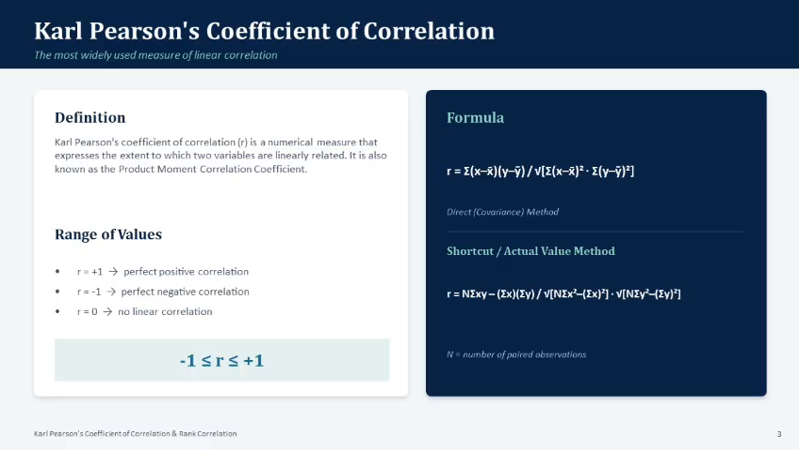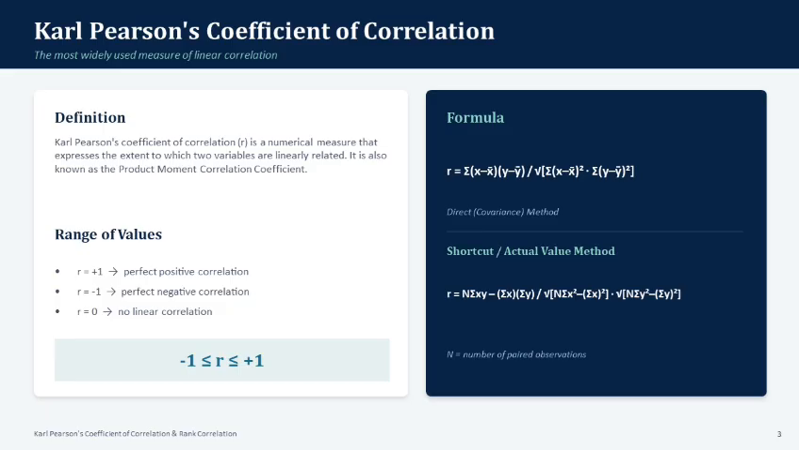Now, the definition of Karl Pearson's coefficient of correlation. It is represented as small r, which is a numerical measure that expresses the extent to which two variables are linearly related. It is also known as the product moment correlation coefficient. Coming to the range of values, when r is equal to +1, the correlation represents perfect positive. When r is equal to -1, the correlation represents perfect negative. When r is equal to 0, there is no linear correlation. Always r lies between -1 and +1.